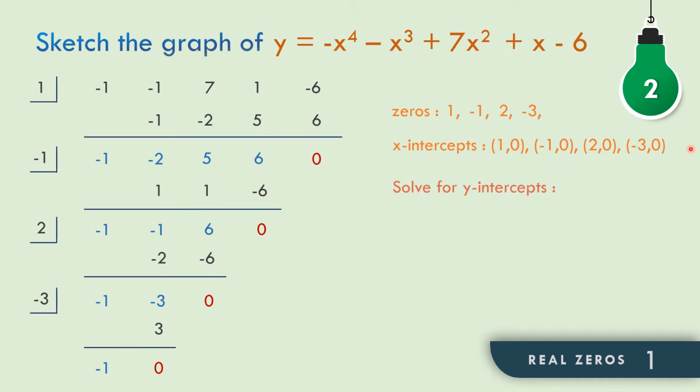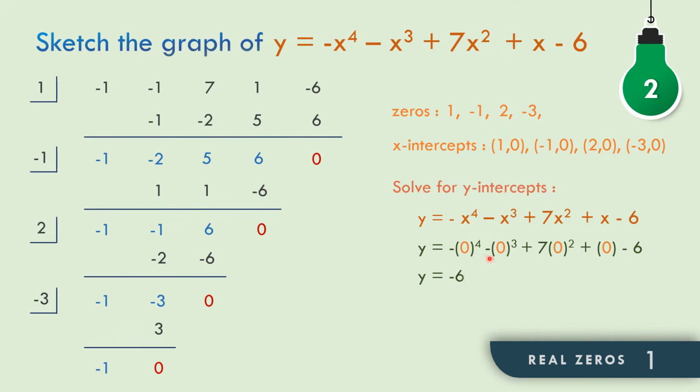Let us solve for the y-intercept. Let x is equal to 0. So we need to replace x by 0 in the given equation. So that becomes 0 to the fourth minus 0 cubed plus 7 times 0 squared plus 0 minus 6. We all know that any value raised to or multiplied by 0, the answer is equal to 0. So 0 na lang lahat yan. So y is equal to negative 6. So the y-intercept is 0 and negative 6.